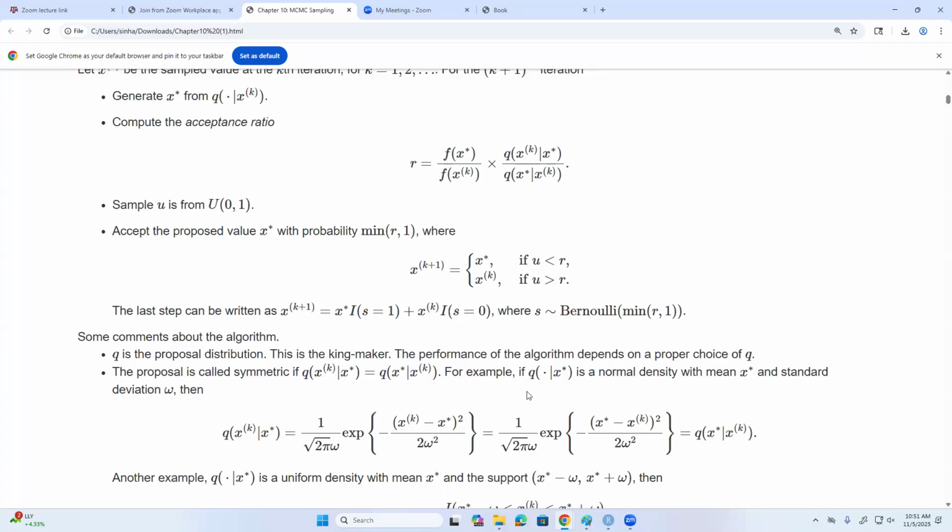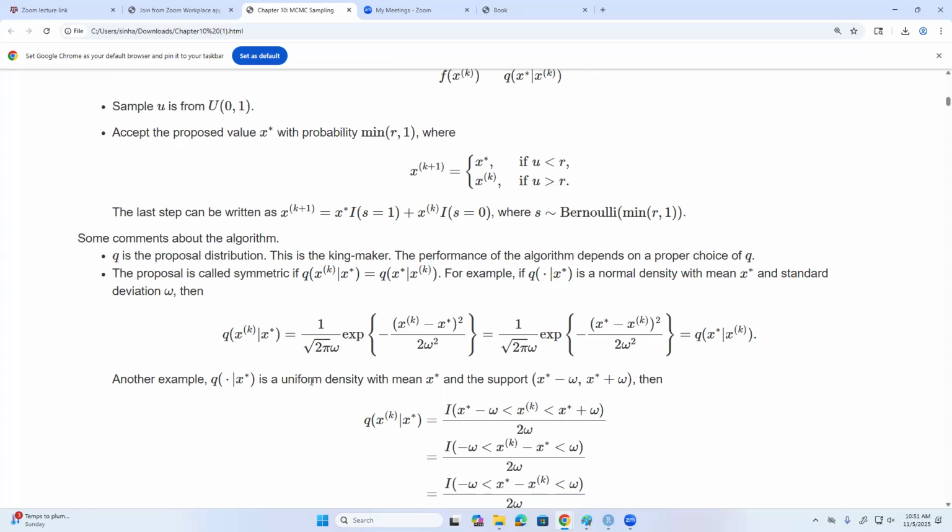For example, if the proposal distribution Q is a normal density with center at X star and standard deviation omega, then the density function is symmetric, right? Normal density function is symmetric. Another example is the uniform distribution with mean X star and support like this.